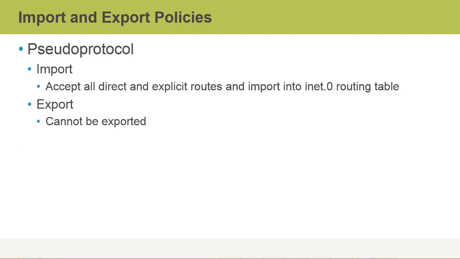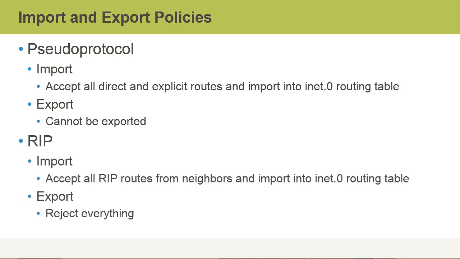Pseudo protocol has a default import policy of accept all direct and explicit routes and import those into the inet.0 routing table, while the default export policy is that those routes cannot be exported. RIP has a default import policy of accept all RIP routes from neighboring devices and then import those into the inet.0 routing table, while the default export policy is to reject everything. So no RIP messages are going to be exported from your router by default.